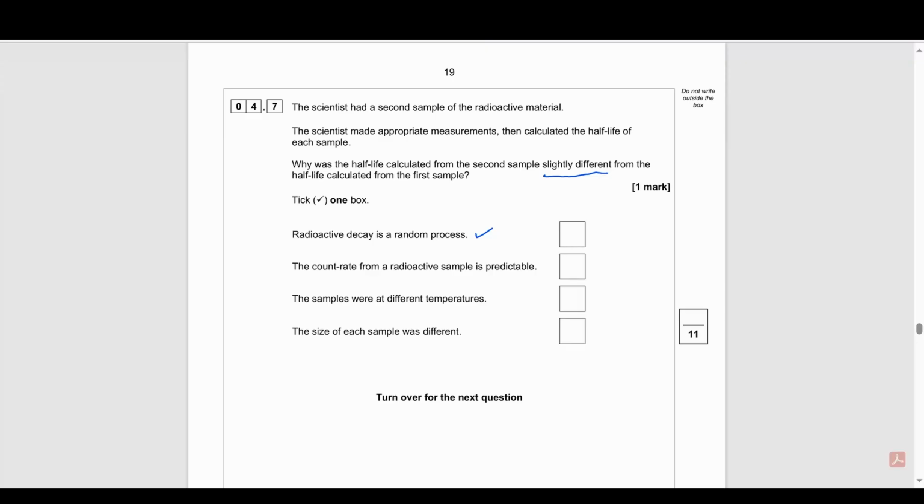The count rate from a radioactive sample is predictable. Well, it's unpredictable, so it can't be that. The samples were at different temperatures. That won't affect the half-life. And the size of the sample was different. Well, in terms of the size, that could not affect the half-life. So a correct answer is the first one.